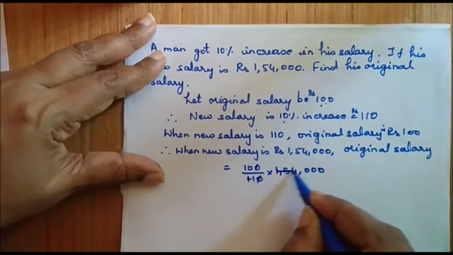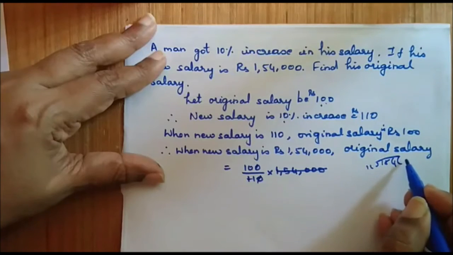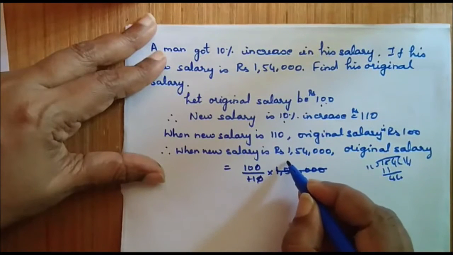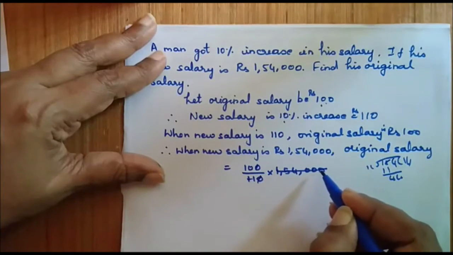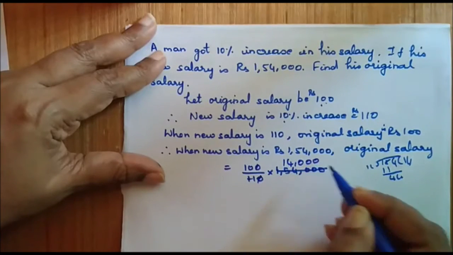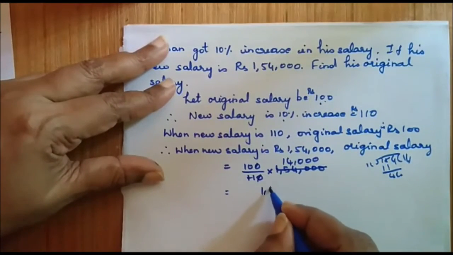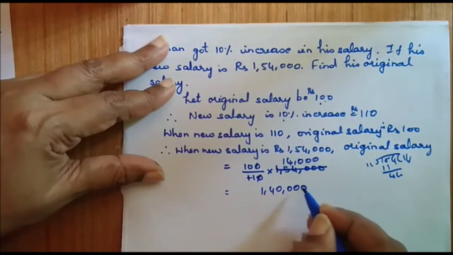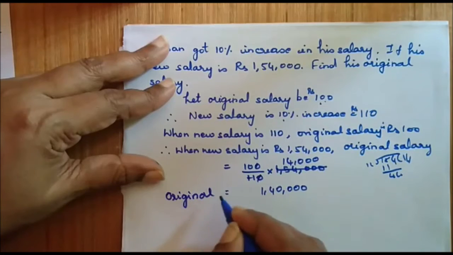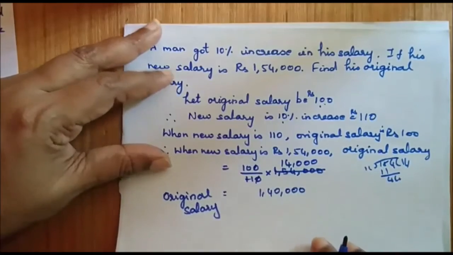Okay, so this will go in this. 154 divided by 11 is nothing but 14. Okay, so it is, oh yes, this got cut, so it will be 14,000. Okay, so it is 1,40,000. That is the original salary. What is the original salary? It is 1,40,000. I hope you got it.